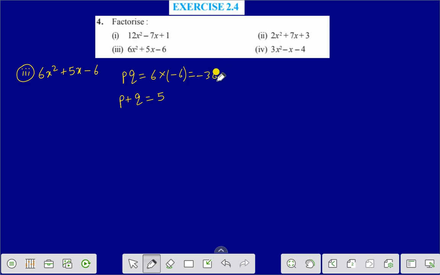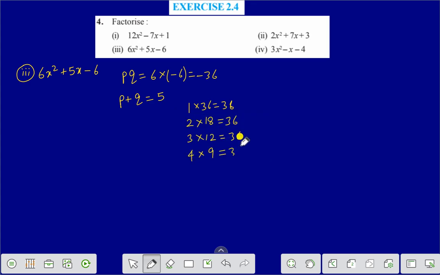You have to find the factors of 36. Let us find the factors of 36 here. 36 can be written as 1 into 36, 2 into 18, 3 into 12, and 4 into 9. These are the factors of 36.